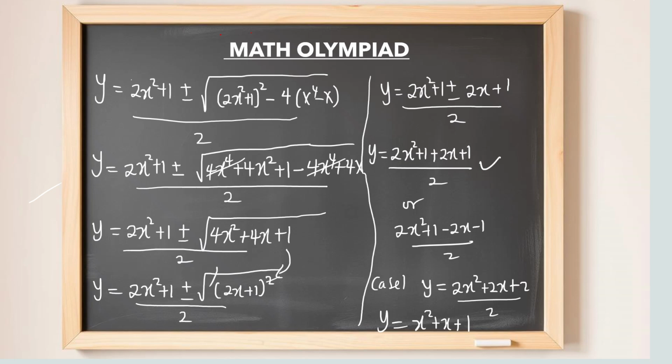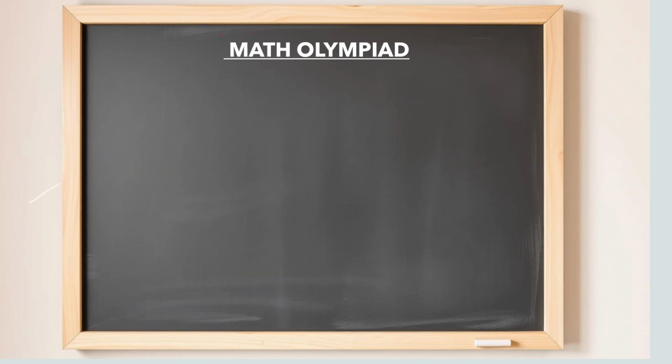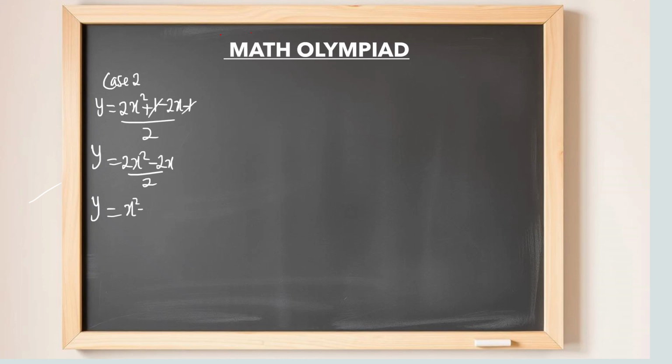For case 2, here we have y equals 2x squared plus 1 minus 2x minus 1, over 2. So here the plus 1 and negative 1 cancel out, giving 2x squared minus 2x over 2. Then the coefficient of 2 cancels out, so y is x squared minus x.